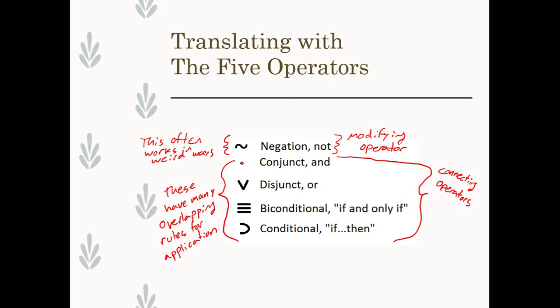The conjunct, we're just going to use a big dot. So if P is I like pizza, and I is I like ice cream, then P dot I is I like pizza and I like ice cream. The disjunct, we're just going to use a lowercase v.